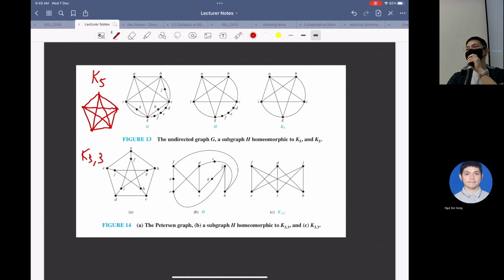So if your graph is non-planar, it must contain, or it is, K33 or K5. Any question up to here? Any questions? No? If no, then let's take a break till 10 o'clock.